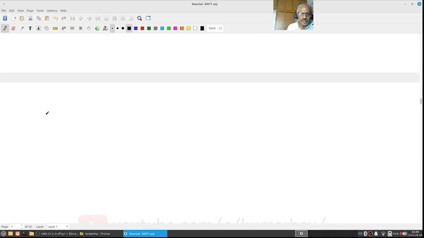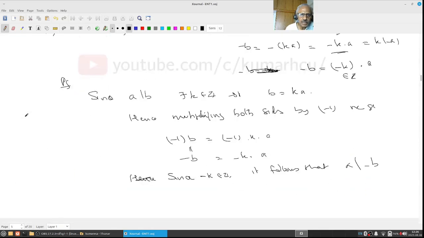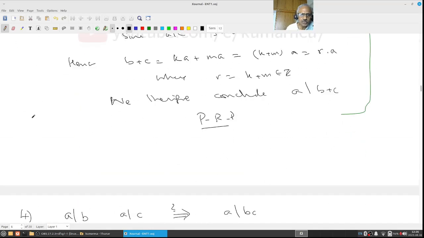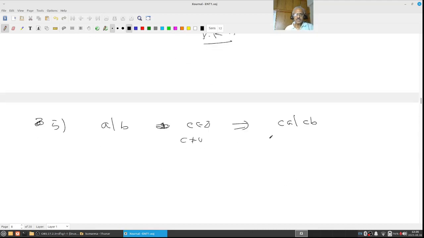Now let us combine 3 and 4 together. We also do one more thing, 5. Suppose a divides b and c is some integer, then I want to say ca divides cb. Now notice that since I know a divides b, by our convention a is not 0. But when I said take c an integer, then c may be 0, so ca may be 0, and I cannot talk about ca dividing cb. You understand? I have to ensure ca is non-zero. How do I do that? Therefore, I put an extra condition, c is non-zero. In that case, I want to say ca divides cb.